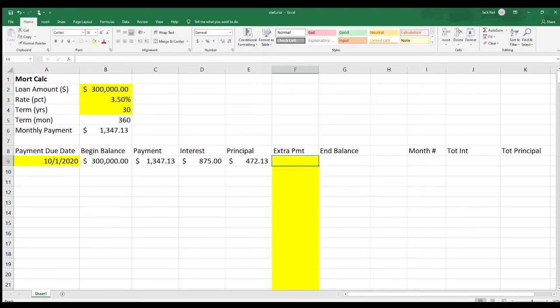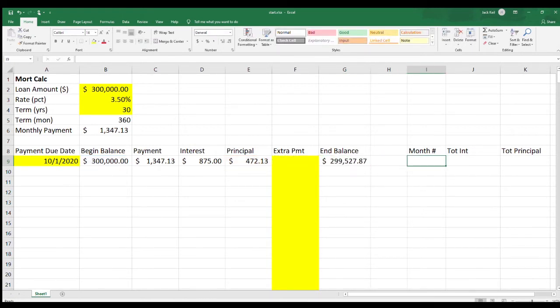Here we have a spot for extra payments. Let's not worry about that yet. Once we fill in the whole amortization schedule, then we will come back and play with the extra payments. Our ending balance is our beginning balance minus the principal that we paid minus the extra payment.